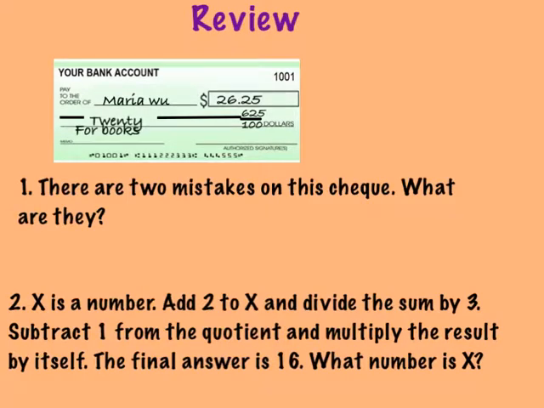And that's it for today. So I'll get you to do this review. For number 1, there are 2 mistakes on this check. The mistake is not that 4 books is written too high, okay? Write down what the 2 mistakes are.